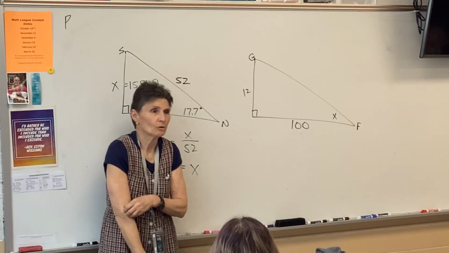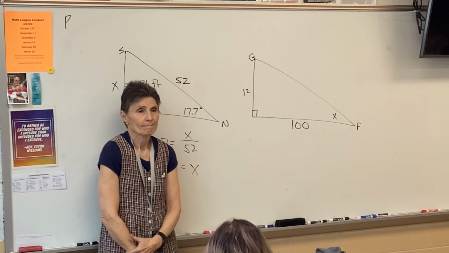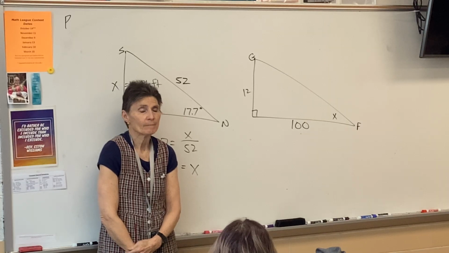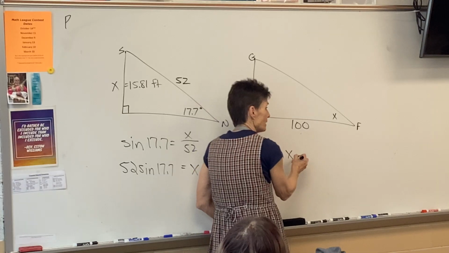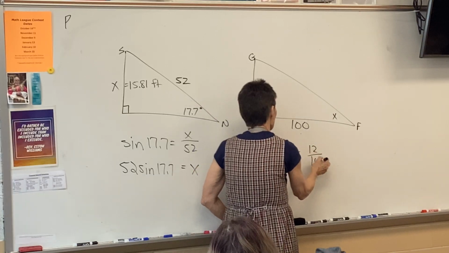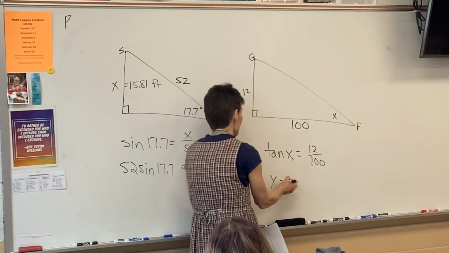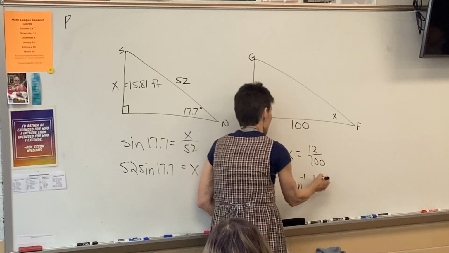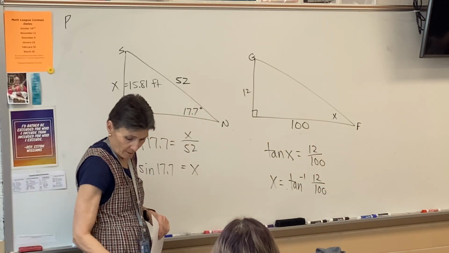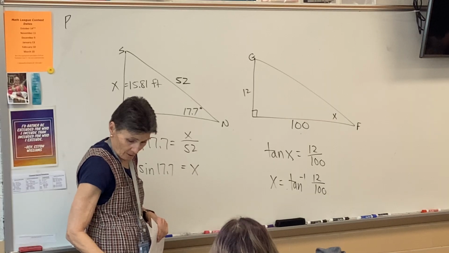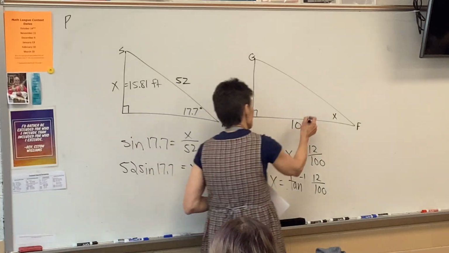How does my picture look compared to yours? Sine, cosine, or tangent? Tangent. And when you wrote your equation, it was 10x, right? And when it's 10x, that means I do not multiply by 100. I go straight to my calculator and inverse tangent. So inverse tangent, 12 over 100, you get 6.84 degrees.